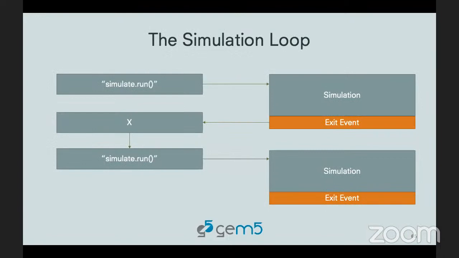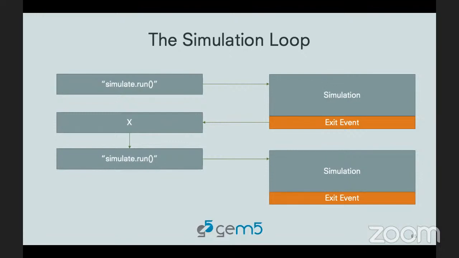So you run simulate.run, you enter your simulation. And this can go on for hours, weeks, milliseconds, any amount of time. At some point, you should hit an exit event. This exit event can even be the maximum amount of ticks. It could be a control C, anything. At some point, you'll exit your simulation via an exit event.